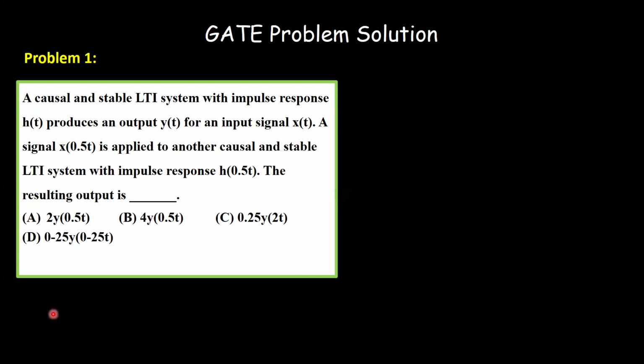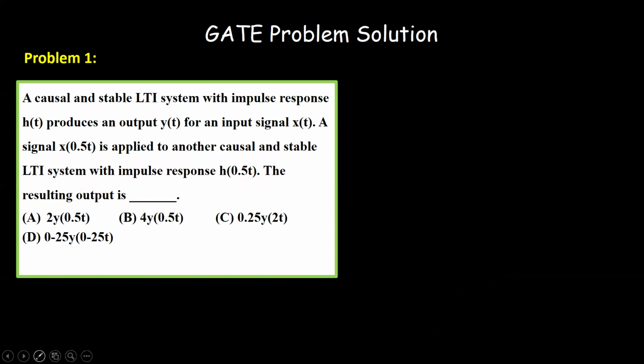First I will read out the problem. First problem: a causal and stable LTI system, linear time invariant system, with impulse response h of t produces an output y of t for an input signal x of t. This is for one LTI system. They have given the input and impulse response. A signal x of 0.5t is applied to another causal and stable LTI system with impulse response h of 0.5t. Then the resulting output is.